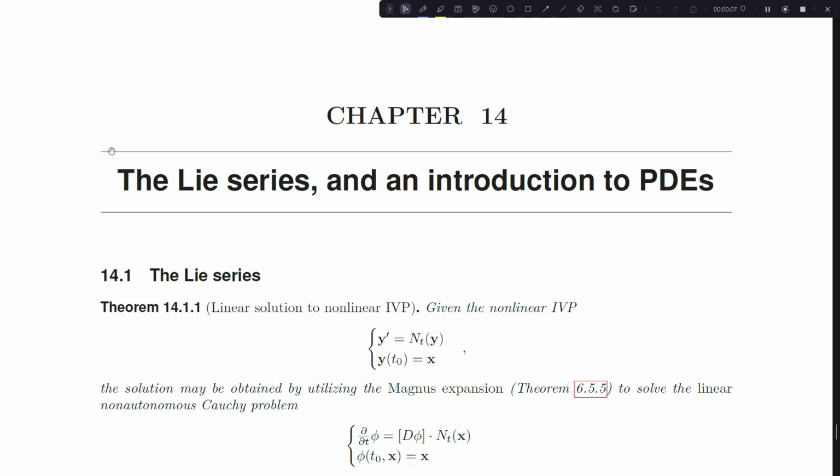Okay, hello again, and welcome back to the last chapter in the book. You've made it very far. I'm very proud of all of you. And the title of this chapter is The Lie Series and an Introduction to PDEs.